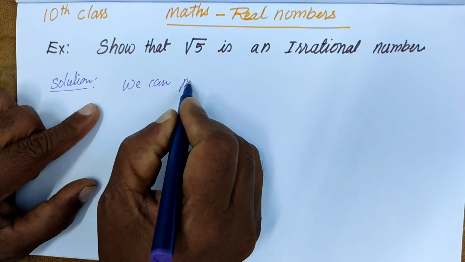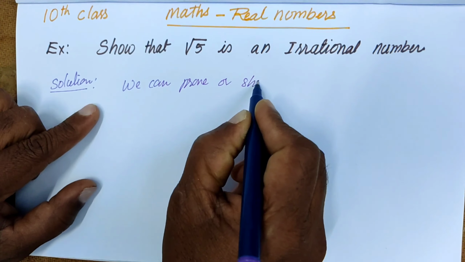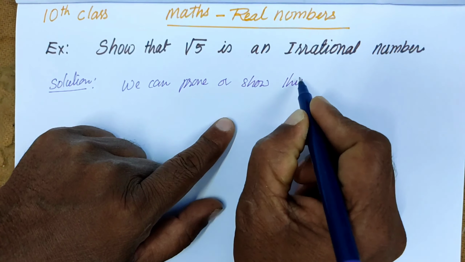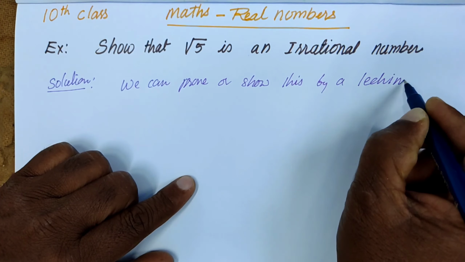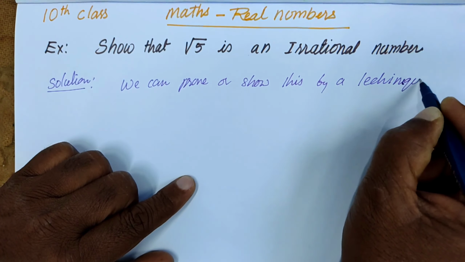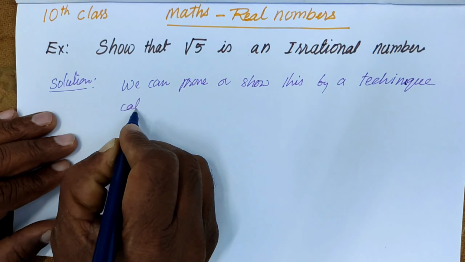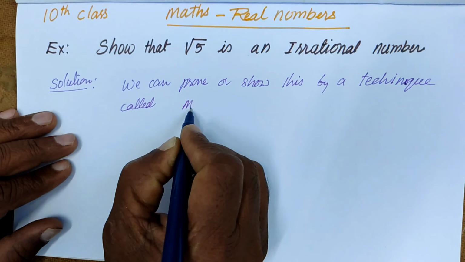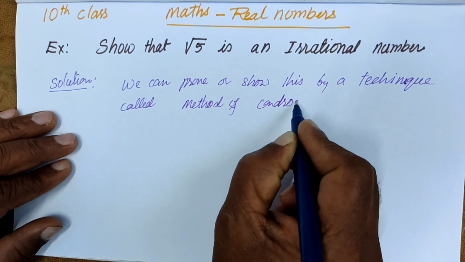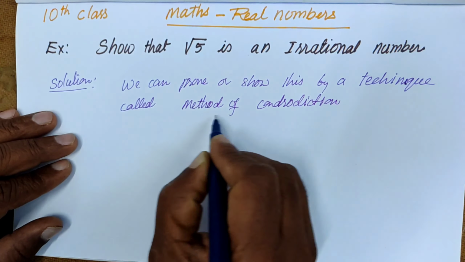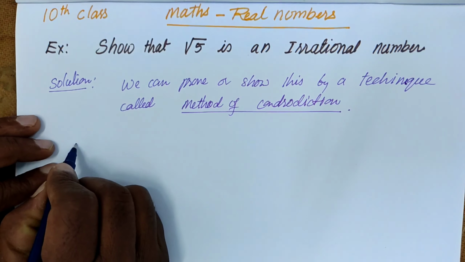So we can prove or we can show this by a technique called the method of contradiction. That method is called the method of contradiction.